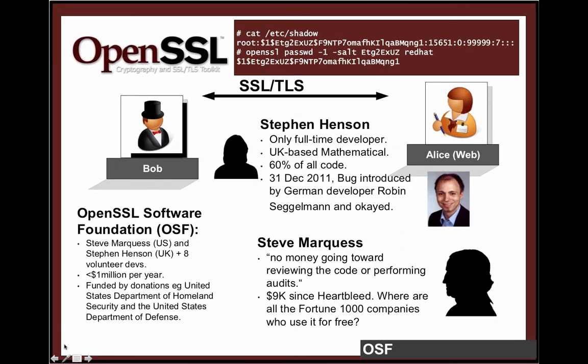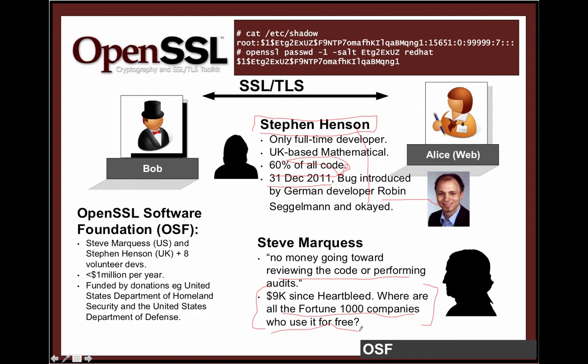So OSF is led by a full-time developer, Stephen Henson, a UK-based mathematician who wrote about 60% of the overall code. And then at the end of December 2011, Robin Seggelmann, as we'll see, who wrote the RFC around Heartbeat, actually implemented the code, and then that was okayed by Stephen Henson and it was released as an update. Steve Marquess has since said that they have very little money going forward with OpenSSL to be able to perform code reviews and audits and so on, and the funding has dropped drastically after the Heartbleed vulnerability. And he has asked, where are all the Fortune 1000 companies now who actually use it for free?